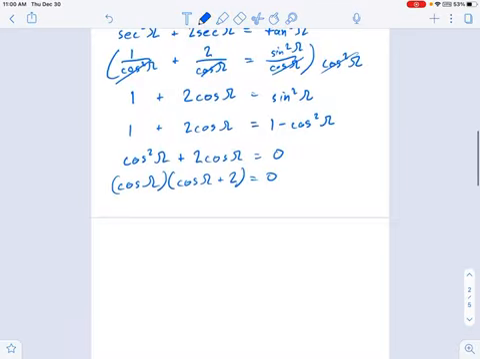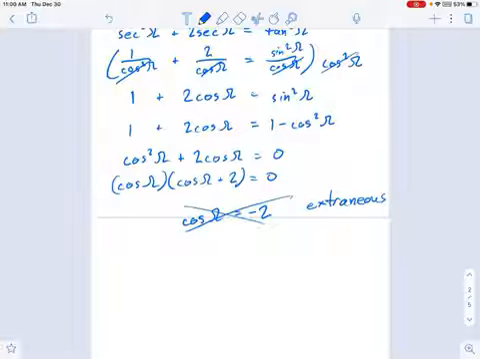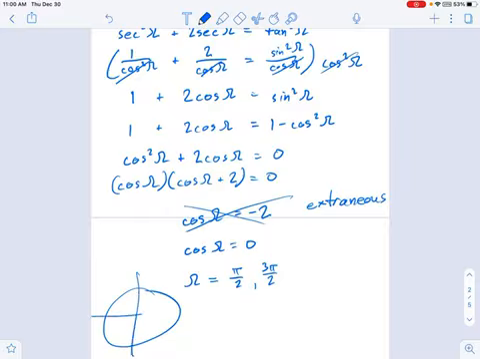So we get 2 possibilities here. One is that cosine omega equals negative 2. Well, that does not work. Okay, that's extraneous, because you cannot have a cosine value greater than 1 or less than negative 1. We've already talked about that. The other possibility is that cosine omega equals 0. Well, that doesn't look bad. That tells us that omega equals pi over 2 and 3 pi over 2. Remember, our unit circle values where the x-coordinate is 0. Those are right here, top and bottom. So I think that's okay.